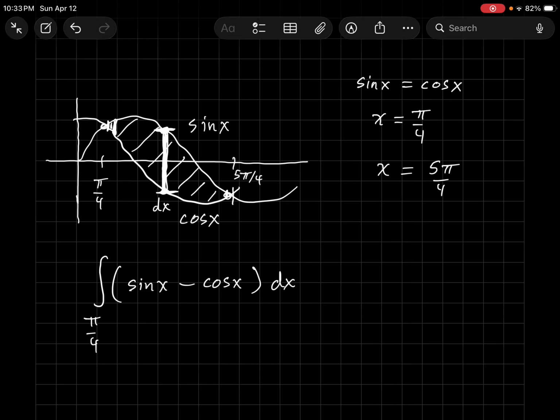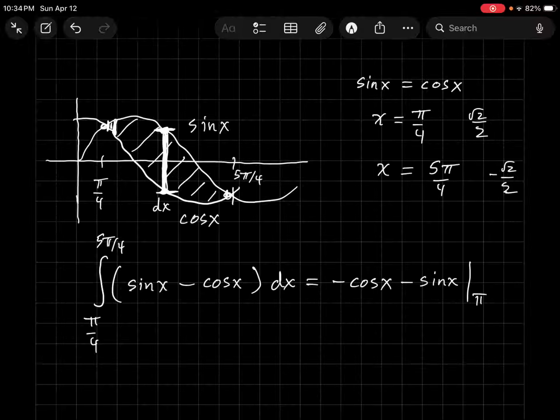So at x equals pi over 4, both of these values are root 2 over 2. And at 5 pi over 4, both of the values, that is sine and cosine, are going to be negative root 2 over 2. So now let's find some antiderivatives. The antiderivative of positive sine is negative cosine. The antiderivative of negative cosine is negative sine x. From pi over 4 to 5 pi over 4.